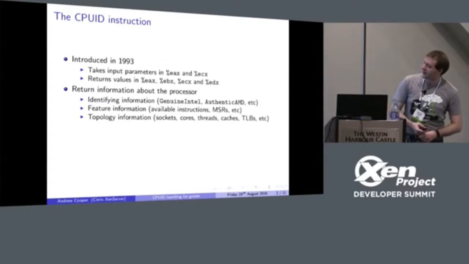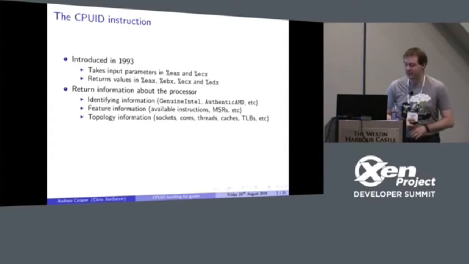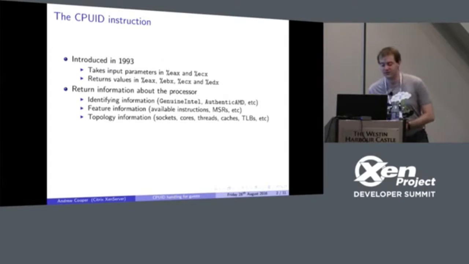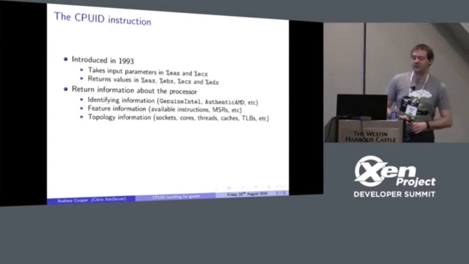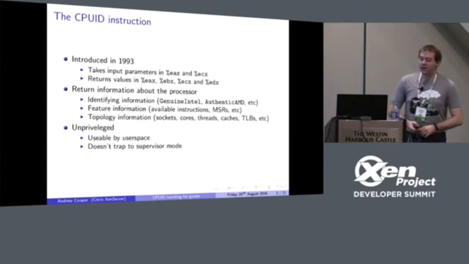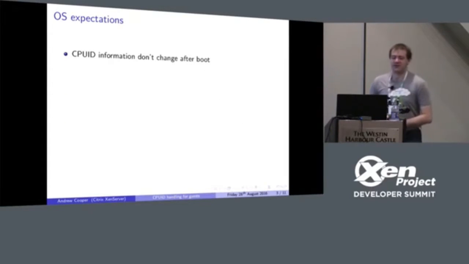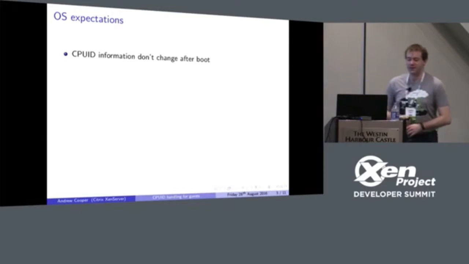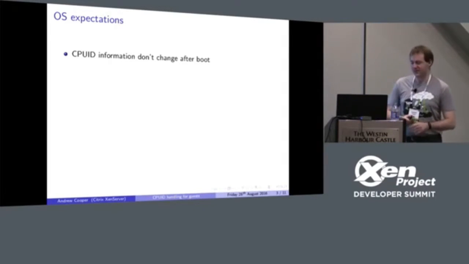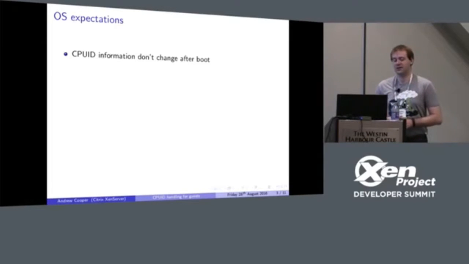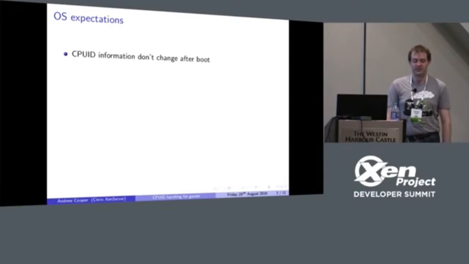The bit that we're going to care about today is the feature information, because that is what's most relevant and frankly most fragile when it comes to migration. The CPUID instruction is unprivileged, it doesn't trap, it's directly usable by user space, and we'll get back to that problem in a moment. When you're migrating an operating system, it has a few expectations. These expectations have come from the fact that they were developed on native hardware. On native hardware, you boot up, you do a one-time look around the system, and things tend to stay very constant at that point.